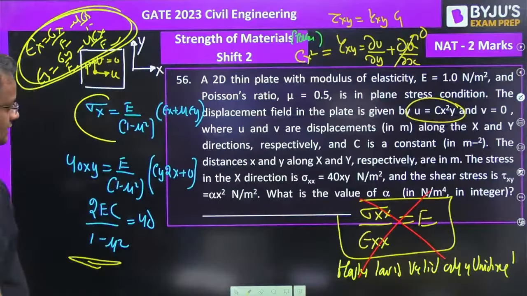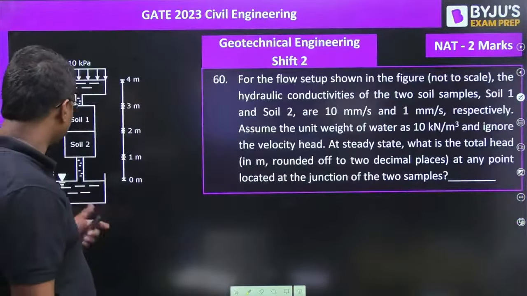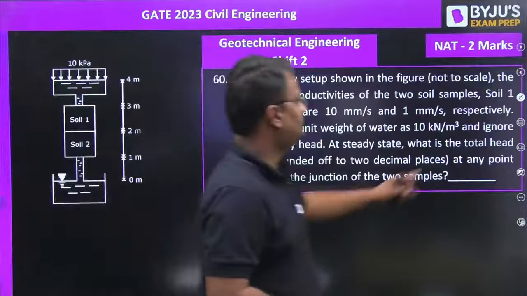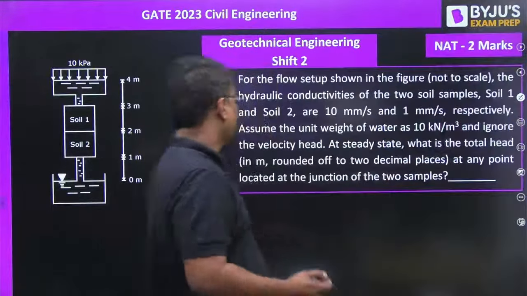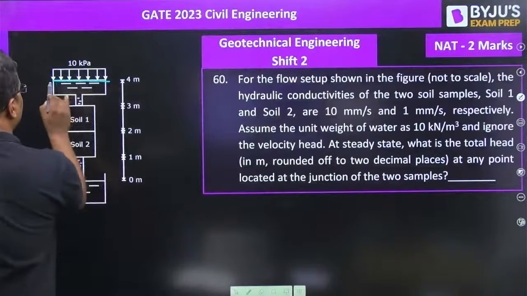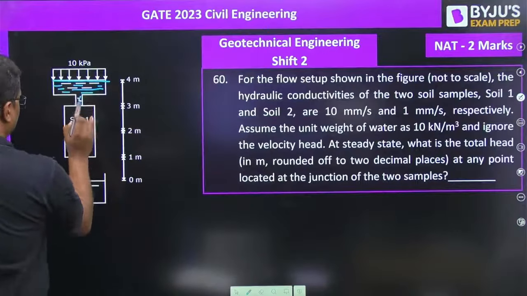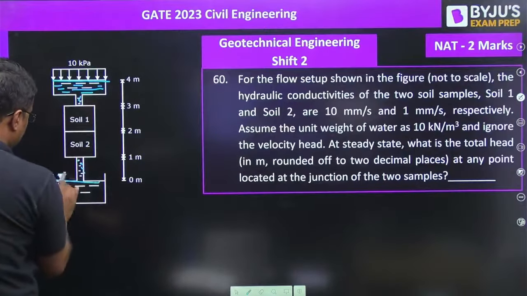Okay, from here the answer will be 5. This, guys, very simple. Very simple. We have done many problems like this in the class. Okay, what is asked here?